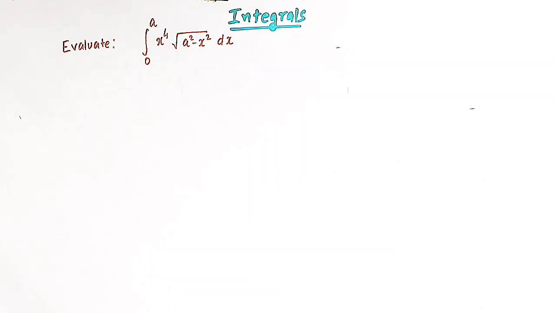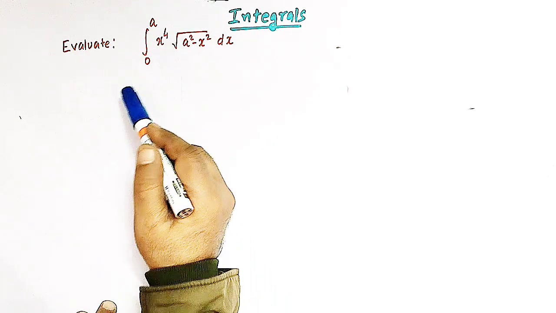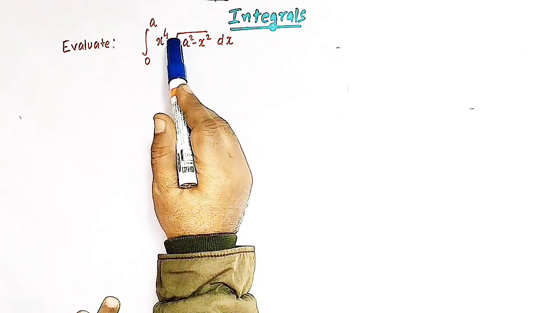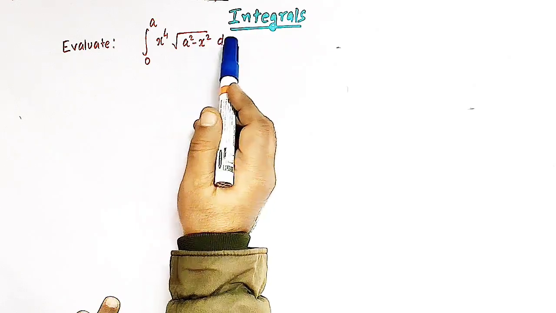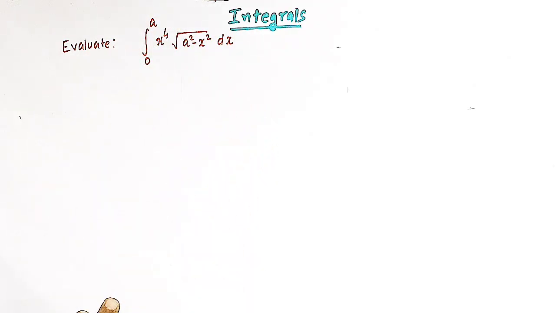Hello viewers, in today's session we are going to discuss another application of beta and gamma functions, and in this class we are going to evaluate this integral, where we have the integral from 0 to a of x raised to 4 multiplied with the square root of a square minus x square. Right, so here we'll solve this integral with the help of some important results from beta and gamma functions.